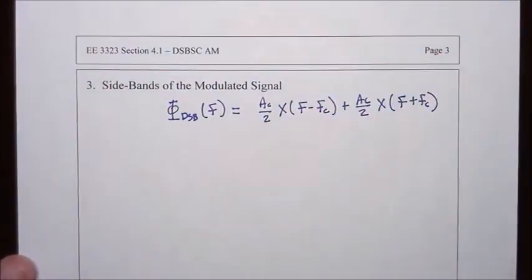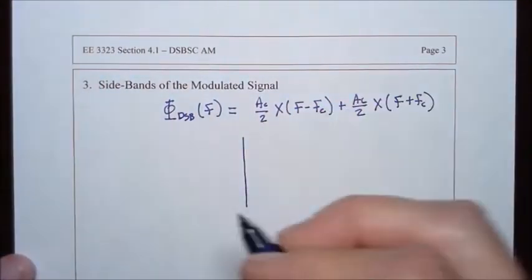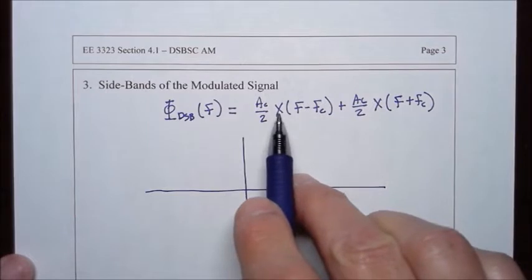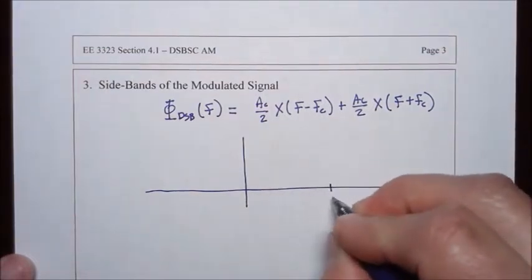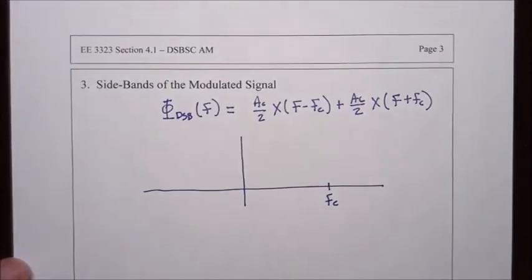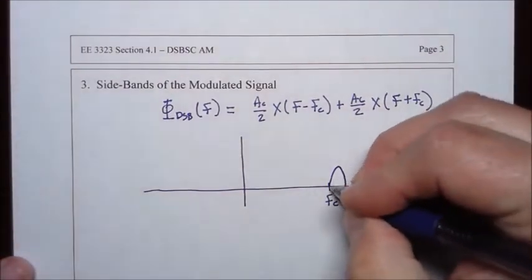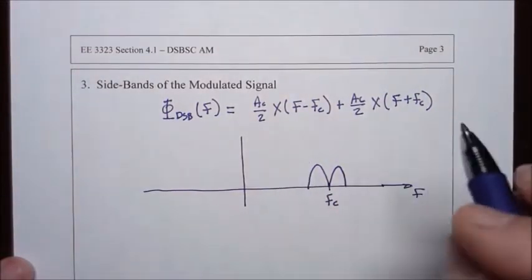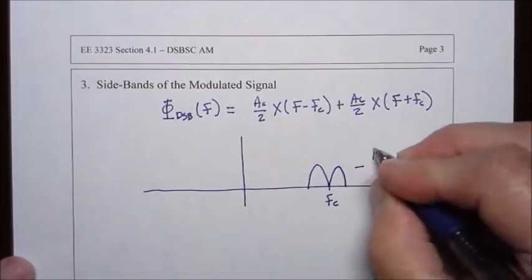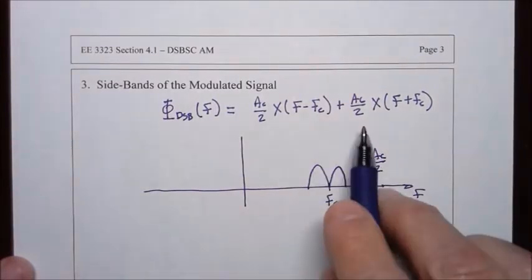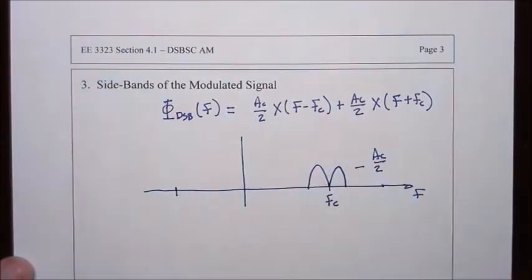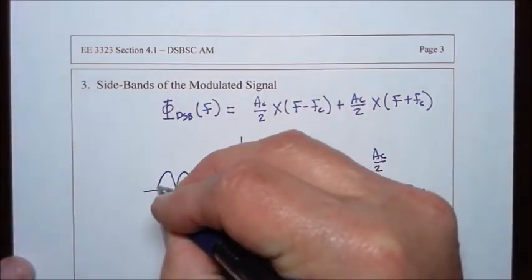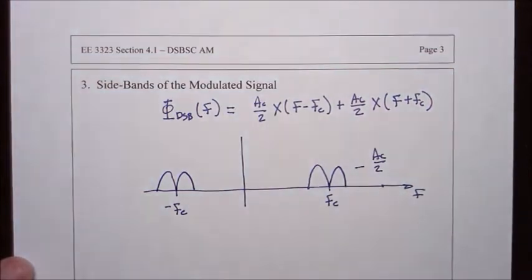If we draw a sketch of the spectrum, we have a copy of the spectrum of the original message signal centered at plus FC, and it would look something like this perhaps. It has a height of AC divided by 2, and we have a copy of the spectrum of the message signal centered at minus FC. It also has the same scale.